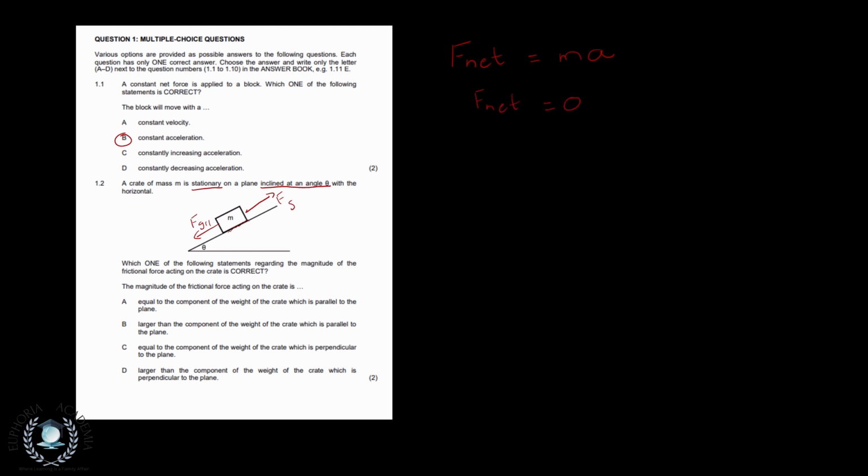So that means if we take down as positive, it means that our Fg parallel minus our Fs is equal to 0. Those are the forces there. So that means our Fg parallel is equal to our frictional force. Now, which one of the options is that? That will be the option equal to the component of the weight of the crate, which is parallel to the plane. That will be our option A.